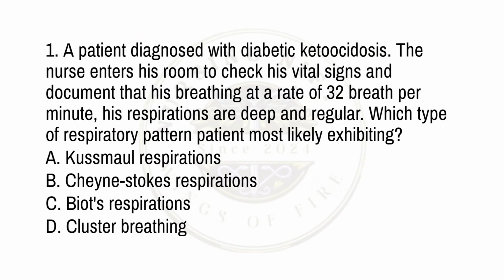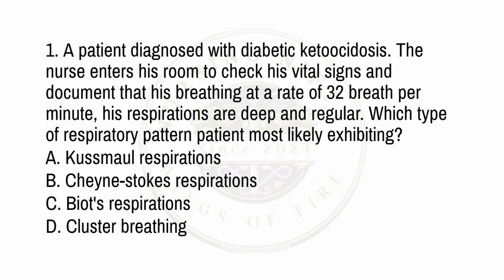Question number 1. A patient diagnosed with diabetic ketoacidosis. The nurse enters his room to check his vital signs and documents that he is breathing at a rate of 32 breaths per minute. His respirations are deep and regular. Which type of respiratory pattern is the patient most likely exhibiting? Options: Option A, Kussmaul respirations, B, Cheyne-Stokes respirations, C, Biot's respirations, and D, cluster breathing.